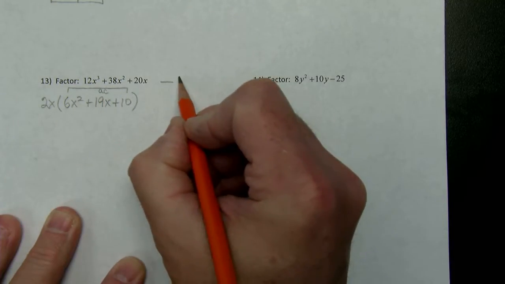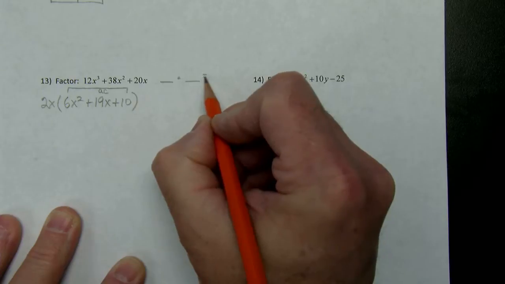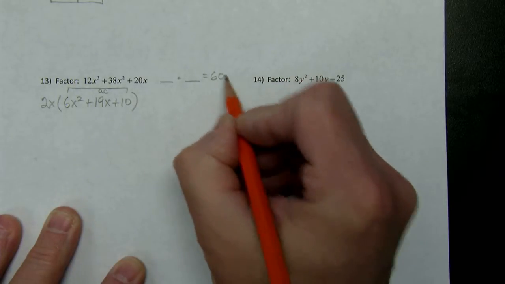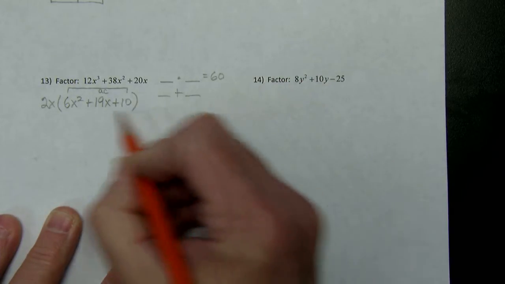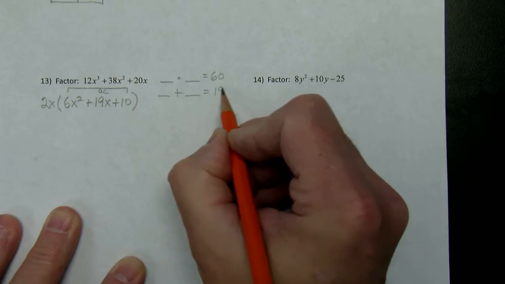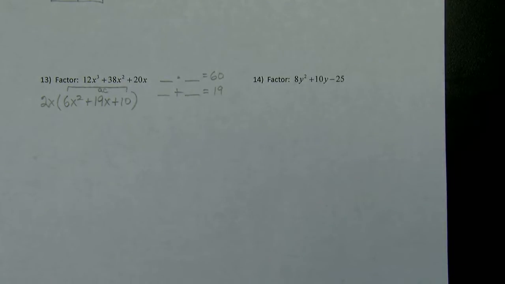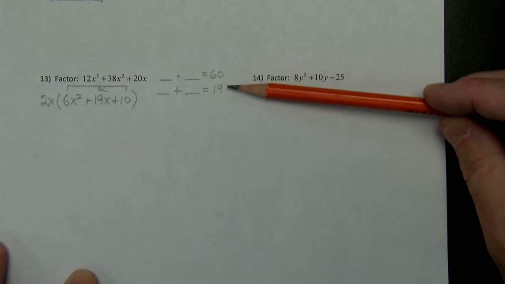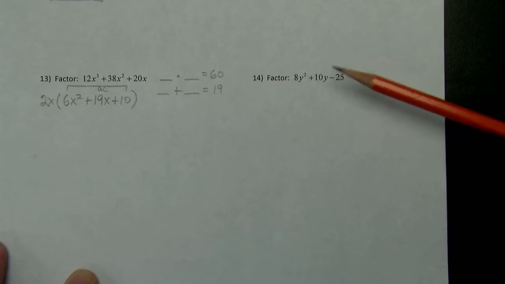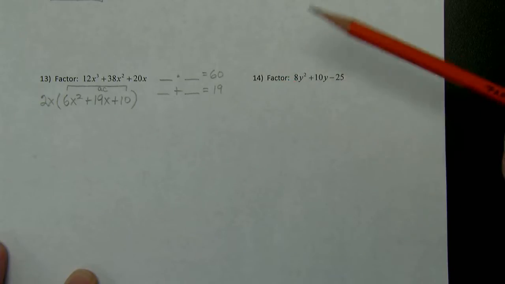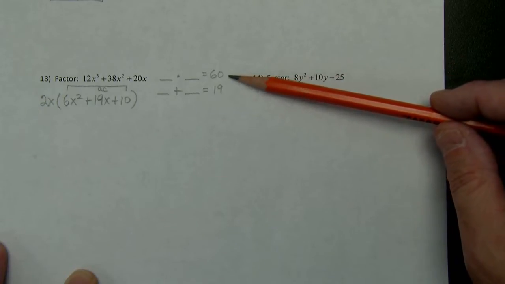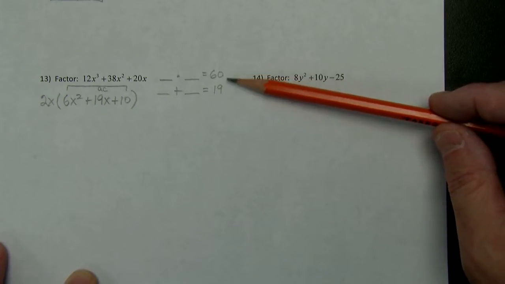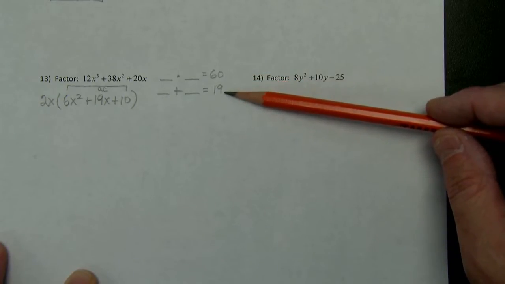And we go, this times this equals, so this time it's 6 times 10 is 60. And they have to add to the middle number, which is 19. Notice they're all positive, so that makes it a little easier. I don't have to worry about negative signs. So factors of 60, let's see, 1 and 60, they don't have a difference or a sum of 19. 2 and 30, nope. But just keep going down the line. 3 and 20, no difference or sum of 19 if you have 3 and 20.